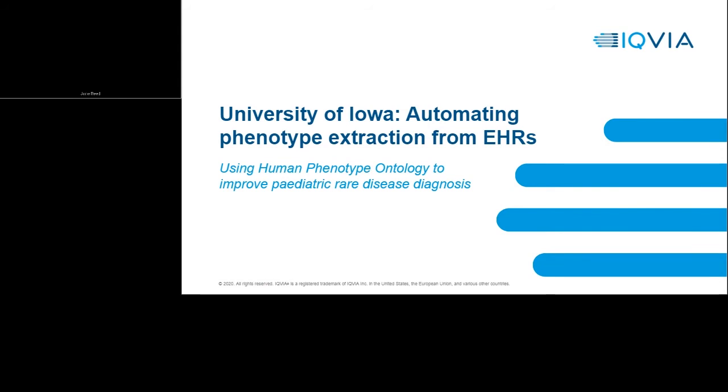Thanks, Jane. So Jane just introduced us to 3 different perspectives. Let's start our use case with the patient perspective, with the University of Iowa and how they use the human phenotype ontology to more effectively diagnose their pediatric population with rare disease.